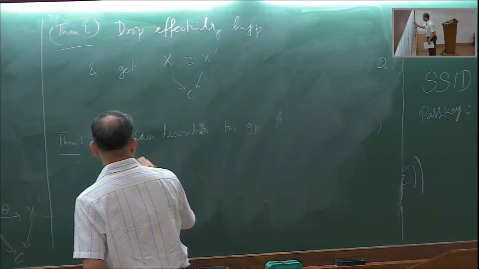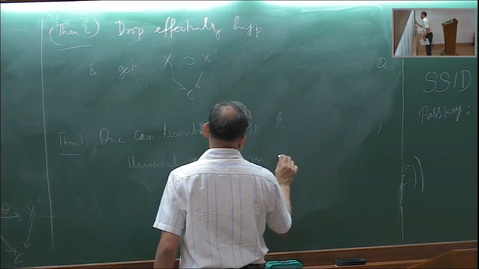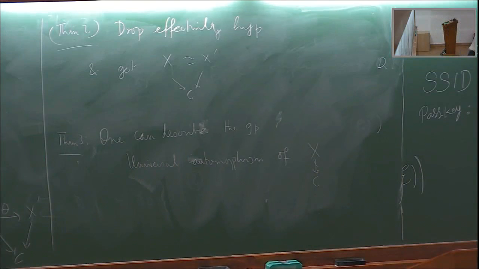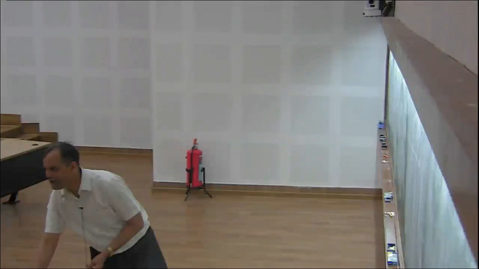universal isometries, automorphisms of X over C. So that has a very simple description. Okay. So maybe I have only some 5-10 minutes left. How much time? 5 minutes or 7 minutes left. My God, that's a countdown. I was just wondering. Okay, great.